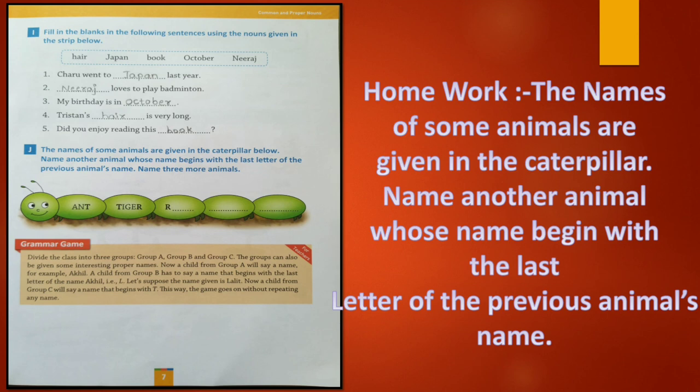Okay. Now, the names of some animals are given in the caterpillar below. Name another animal whose name begins with the last letter of the previous animal's name. Name three more animals.